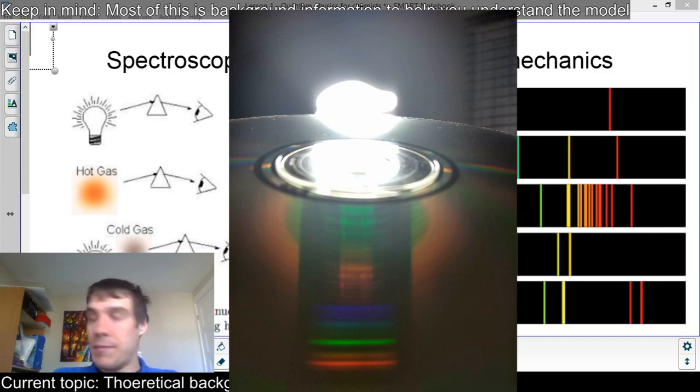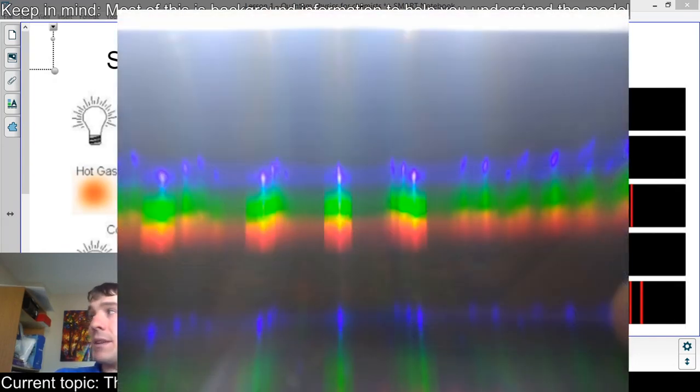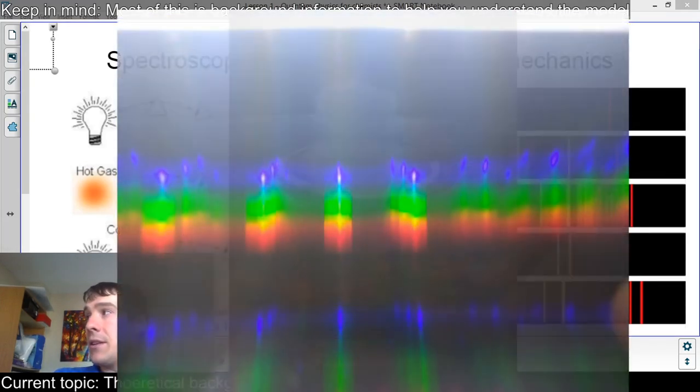I also did this with my aquarium. So I tried the same thing with my aquarium. There's the CD and there's my aquarium light. And if I zoomed in on it, there's a spectrum of my aquarium light. But you might notice that it's different than those lines, right?